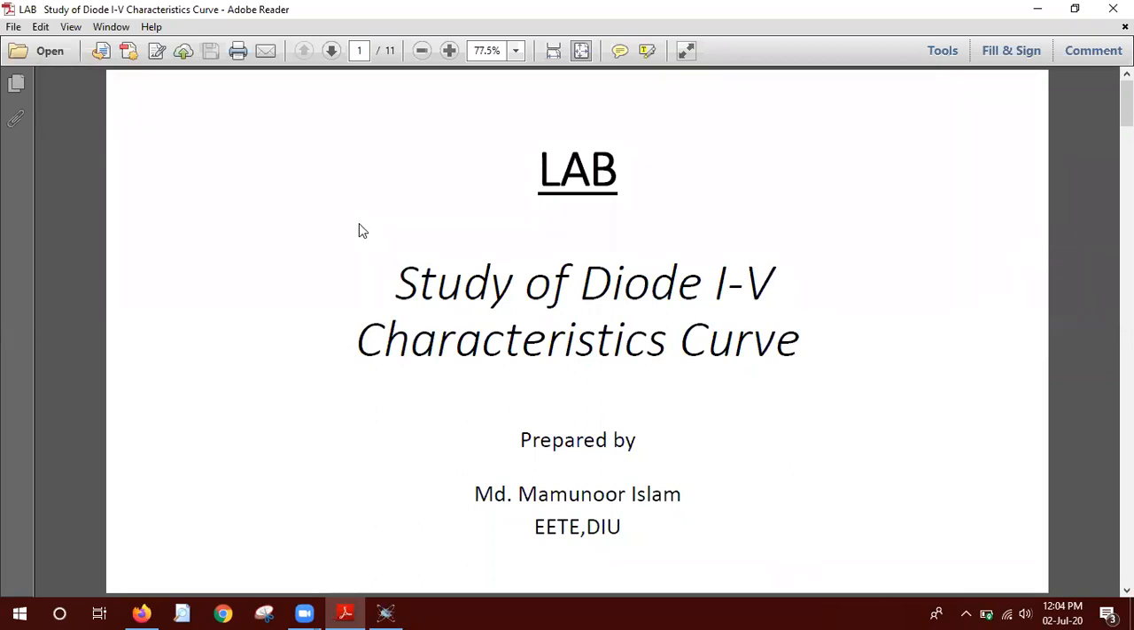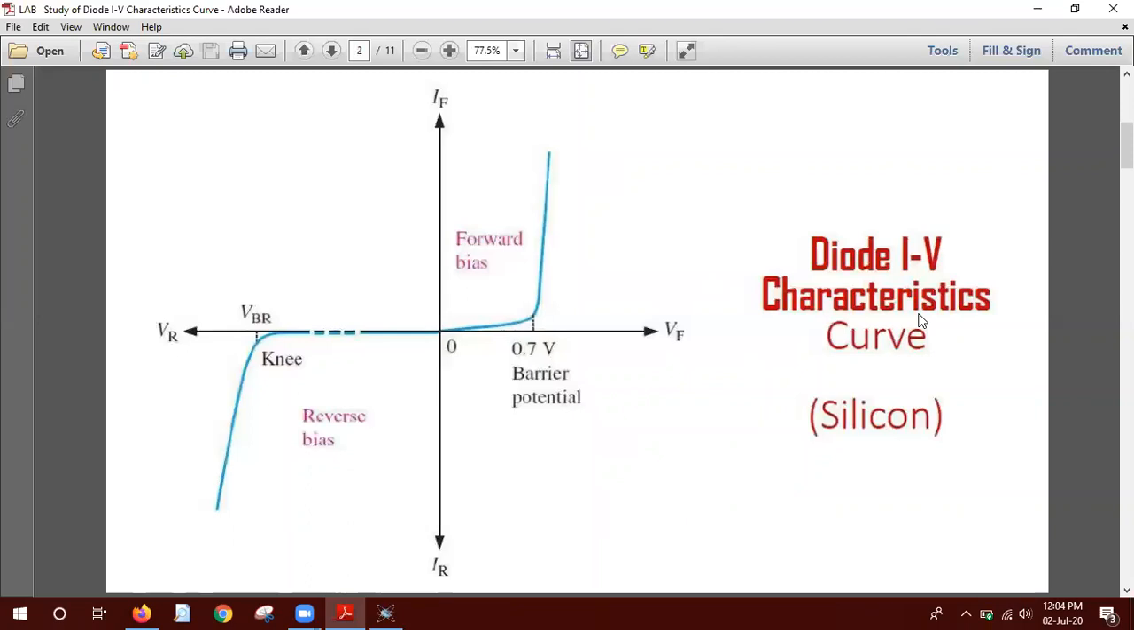Properly. Yes, sir. Okay, so basically our first lab was the study of the diode IV characteristics curve. We have already discussed the IV characteristics curve a lot, but still we'll go through it. In our first class we discussed the IV characteristics curves, where we showed the forward biased condition and the reverse biased condition. So what will we do in our laboratory class?